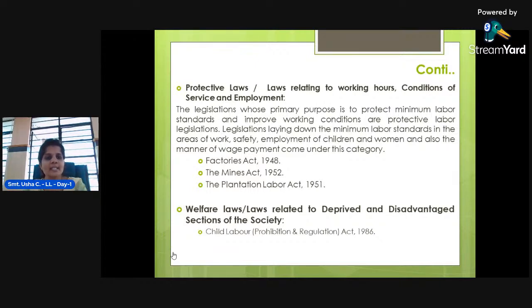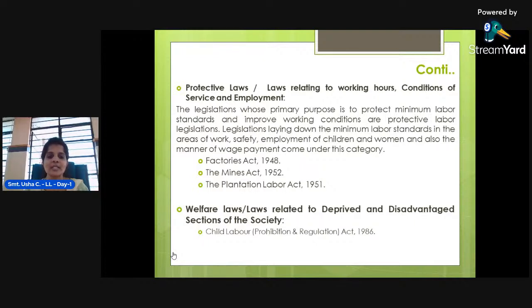Okay, so the next type of labor legislation is protective laws. What are these protective laws relating to? Mainly the working hours and the conditions of service and employment. They were established with the objective of fixing the minimum labor standards and improving the working conditions, to protect the employees or workers.